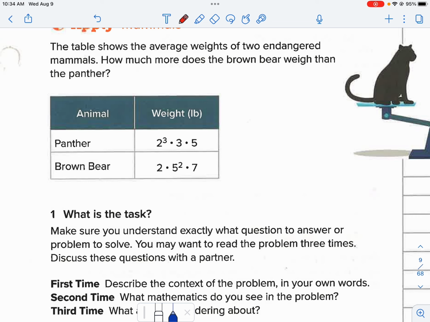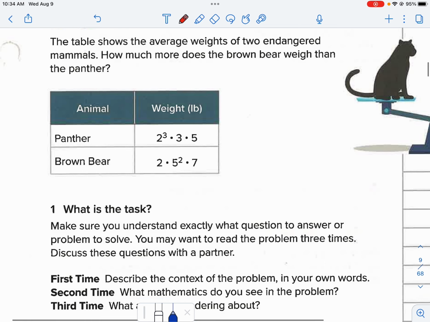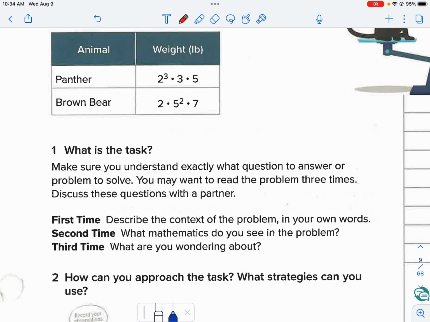So first of all, I need to figure out how much the panther weighs and how much the brown bear weighs. Okay. And then I need to compare them. Okay. So first things first.